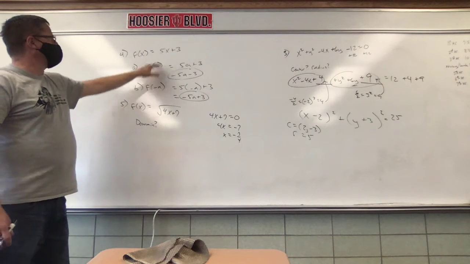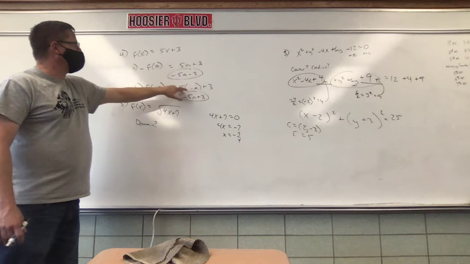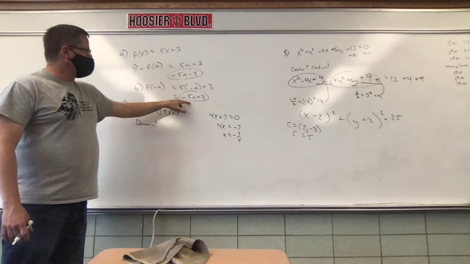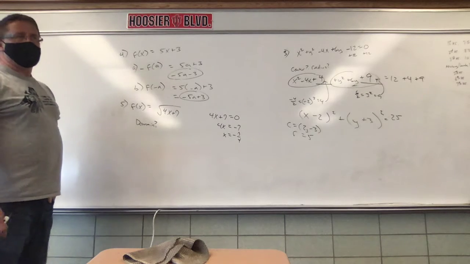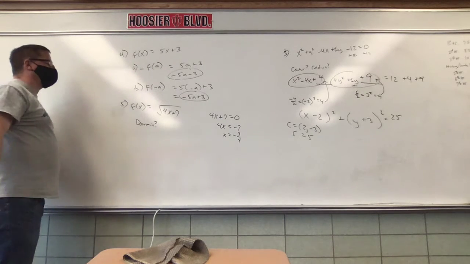F of negative a simply means plug in negative a. 5 times negative a plus 3, 5 times negative a is negative 5a plus 3, and these are two different questions, okay? Look similar, but they're not, okay?